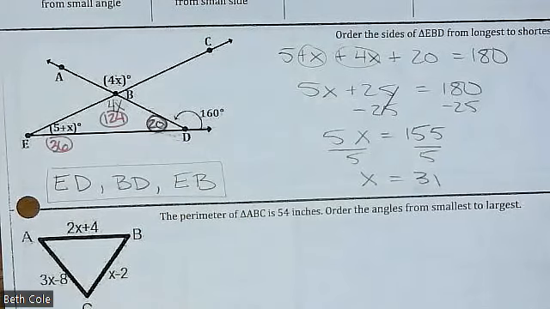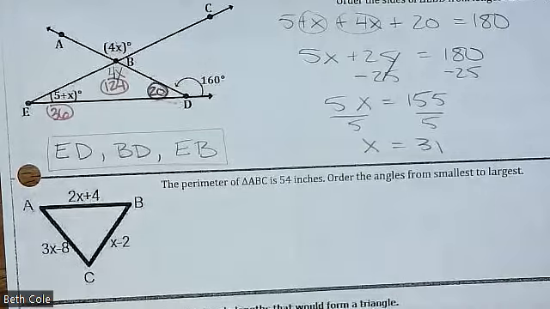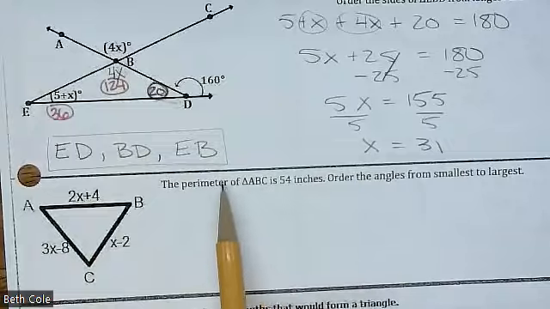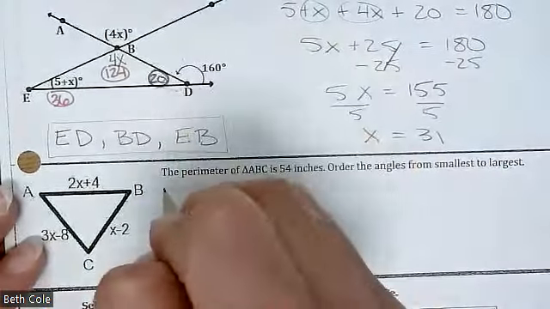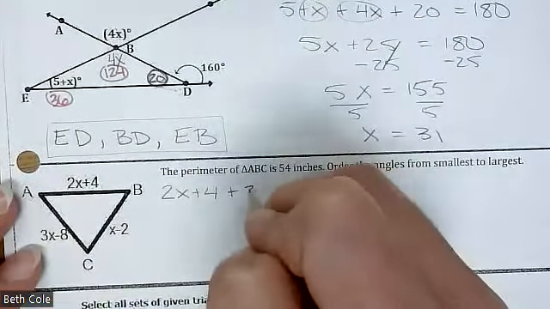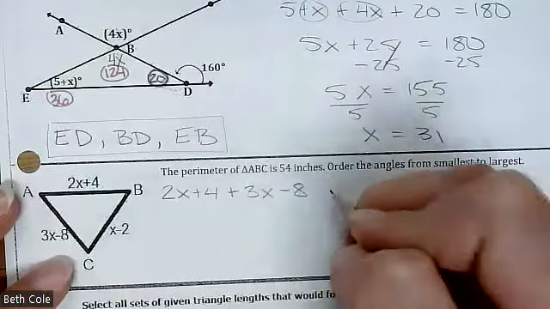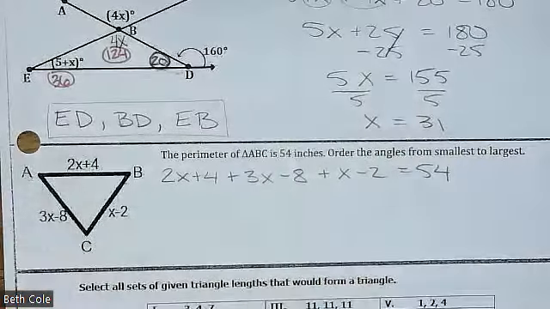The next one is similar, except it's asking for the angles. Oh, and it says smallest to largest, so it's the other way around. First we need to find x, same as we did with this one. It says the perimeter is 54, so if we add these all together, we're going to get 54. So I'm going to do 2x plus 4 plus 3x minus 8 plus x minus 2 and make it equal 54.